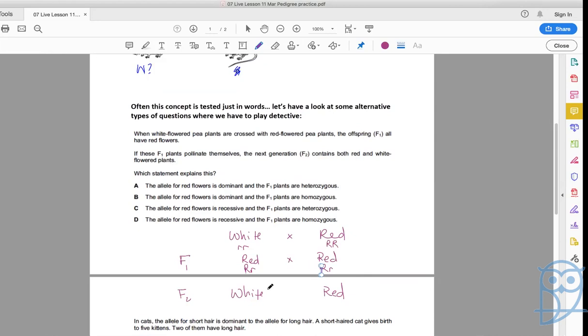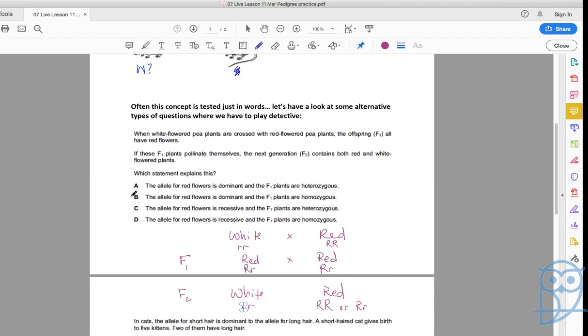Right. Now we can cross our red and our red, but they are both heterozygous. So, our red and our white. Our white one has to be little r again. Our red one can be homozygous dominant, or it can be heterozygous. So it's easier if we work through this before we look at the answers, because once we've read the question carefully, we know that the allele for red is dominant.